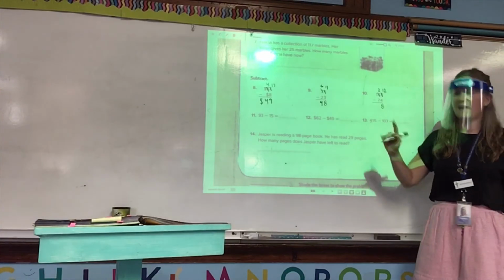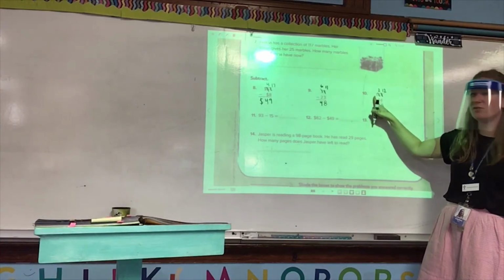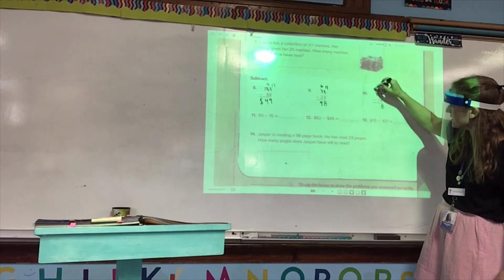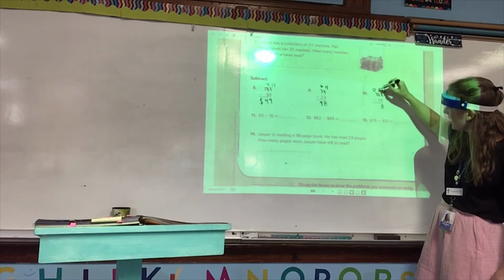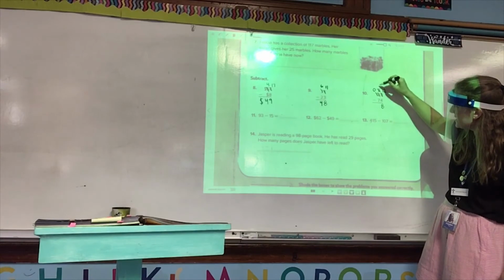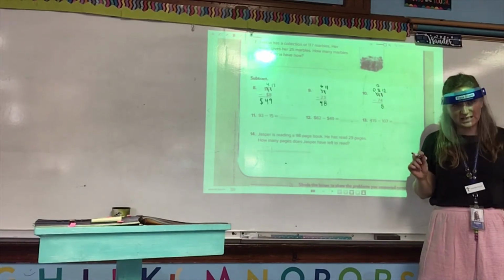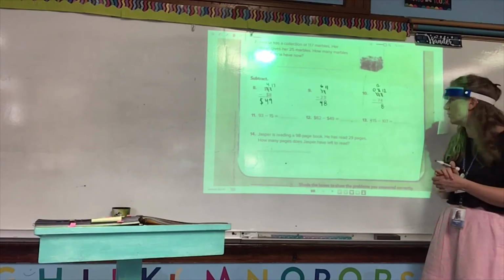Can't do 2 minus 7 in the tens place, so I need to move to the hundreds. I need to take 1 away, so the hundreds becomes a 0. Then I have to give it to the tens place, so that 2 becomes a 12. 12 minus 7. Can I do that now? Yes. What is it?